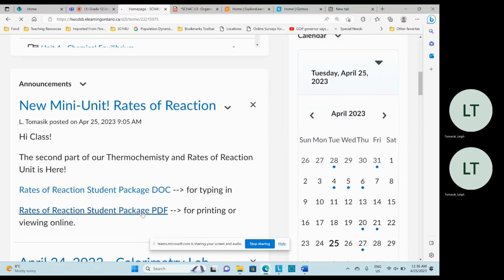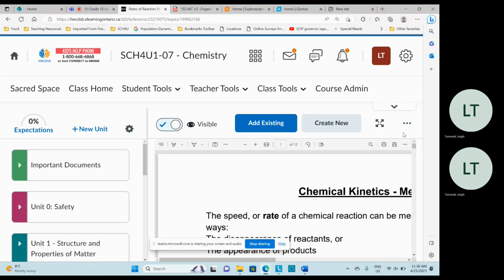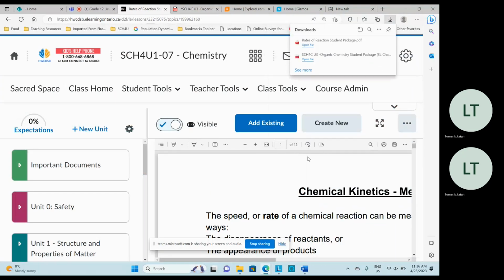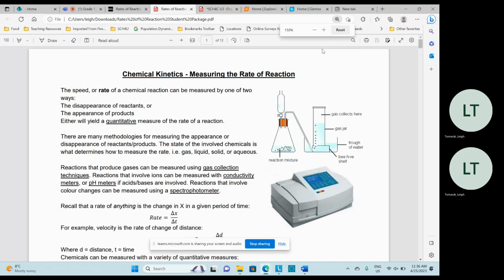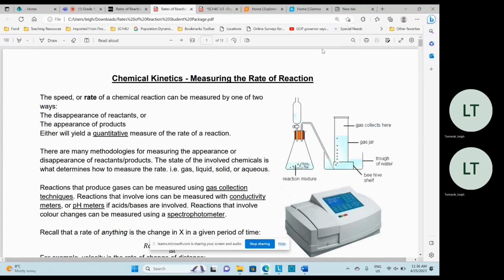So we have this new package, this rates of reaction package. And so the thermochemistry part of the unit kind of talks about how much energy is created or used up when we do chemical reactions. This part of the unit is about speed, right? Or the rate of a chemical reaction. So how slow or how fast a chemical reaction goes.